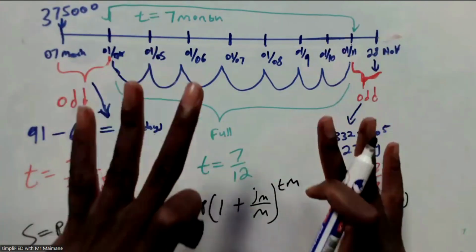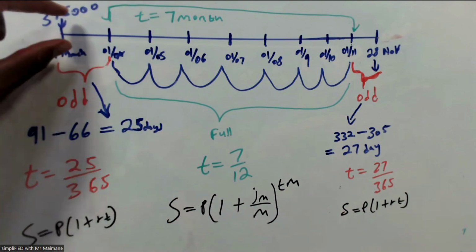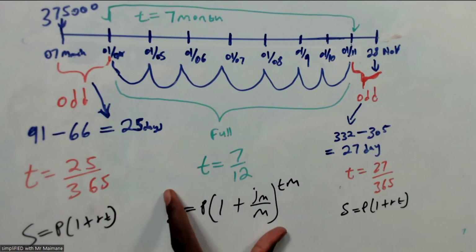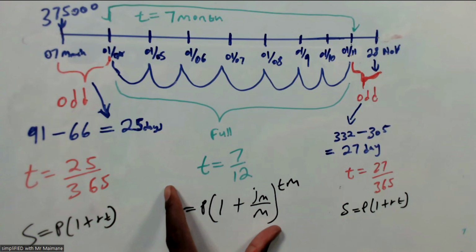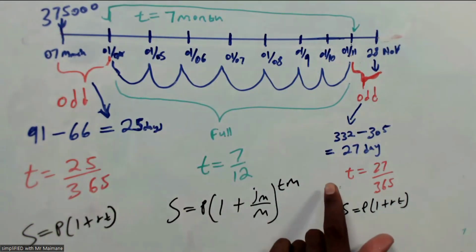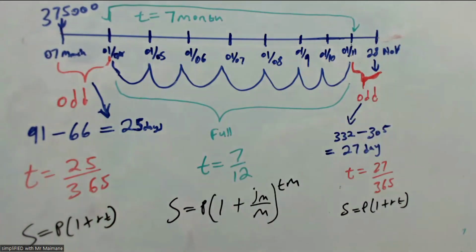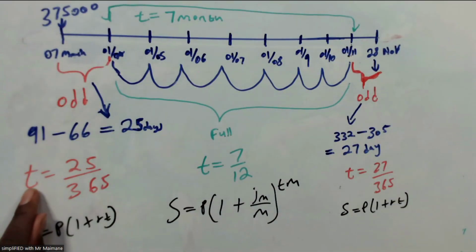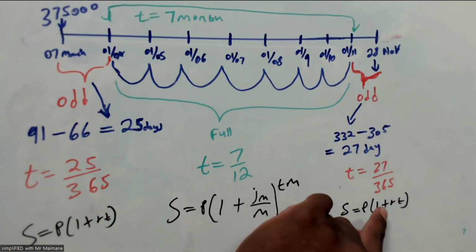So this is the full information we need regarding the question. So we'll use simple interest to calculate this portion for the odd period, we use compound interest for the full period, and then we use simple interest again to calculate that. And now we also know that the T for here is going to be this one, and the T for here is going to be this one.